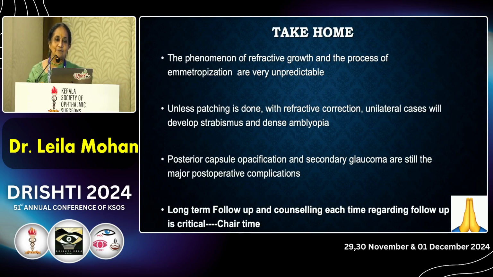So all the refractive growth is very unpredictable in a child unless patching is done with the refractive correction. The unilateral cases can land up with dense amblyopia and all the risk we have taken during the first 3 months for surgery will become futile. And posterior capsule opacification and secondary glaucoma are still the major post-op complications. So long-term follow-up and counseling, each time you have to reinforce the need for follow-up.